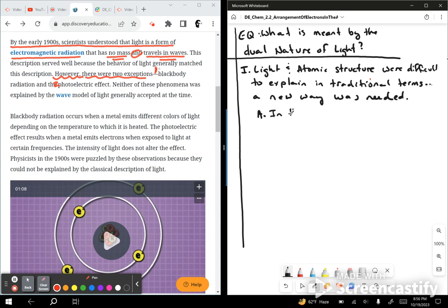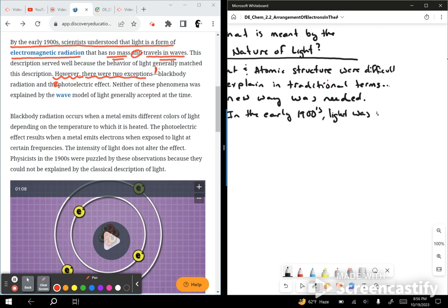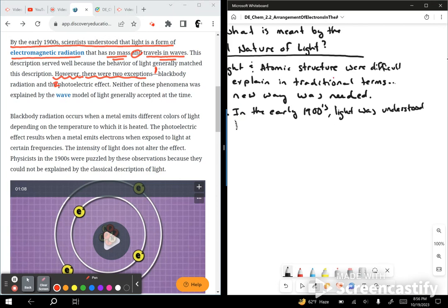In the early 1900s, light was understood to be a form of electromagnetic radiation.